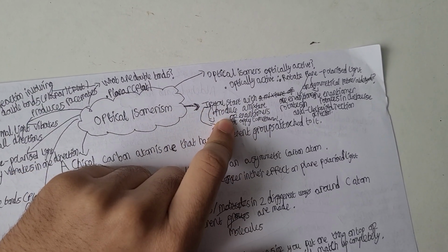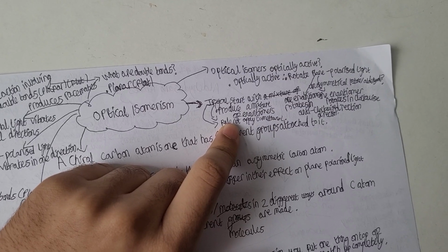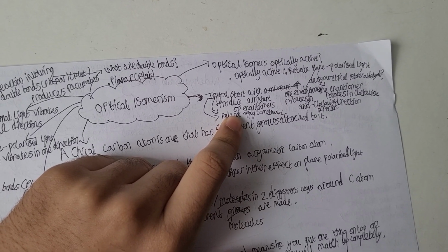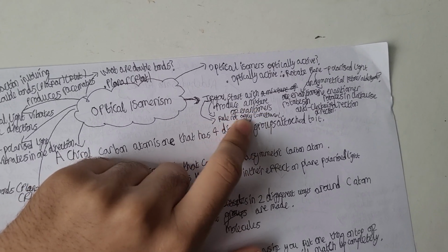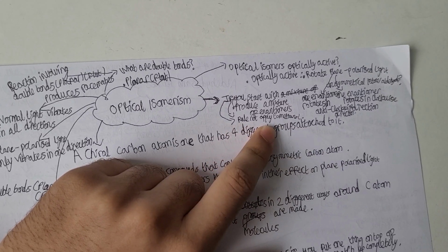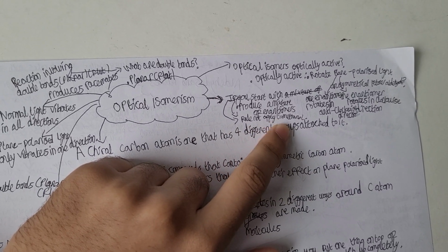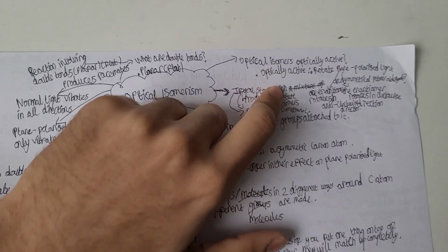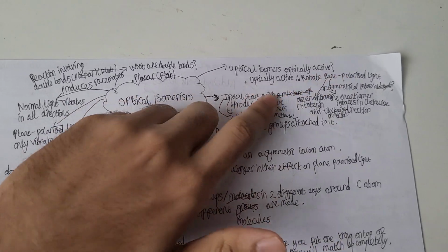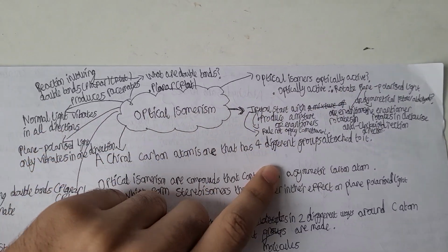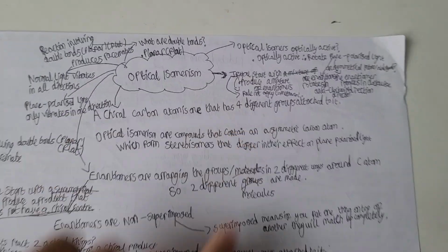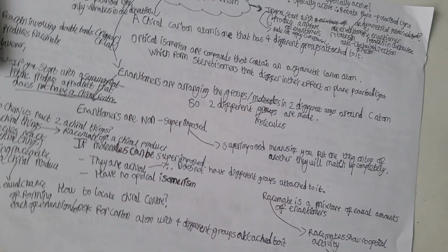If you start with an unsymmetrical ketone or aldehyde, we produce a mixture of enantiomers. This rule does not apply to methanal. I think that's what it's trying to say. And that is it for optical isomerism.